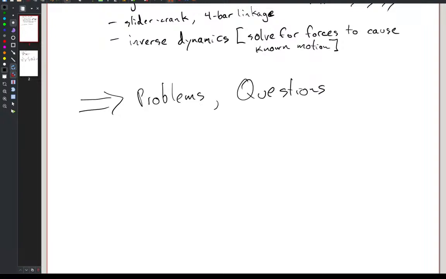I think we did the 4 bar linkage. Yeah, I just capped on it, like my initial phase. 4 bar linkage.